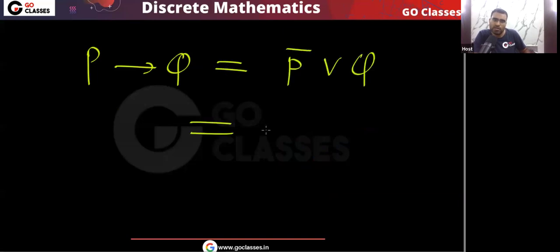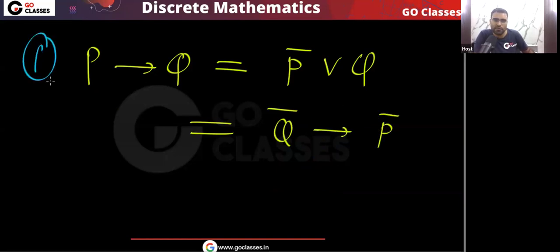So remember this: P implies Q is the same as P bar or Q. This is also the same as Q bar implies P bar. So these are the properties. This is the first property, this is the second property. P implies Q is the same as P bar or Q.